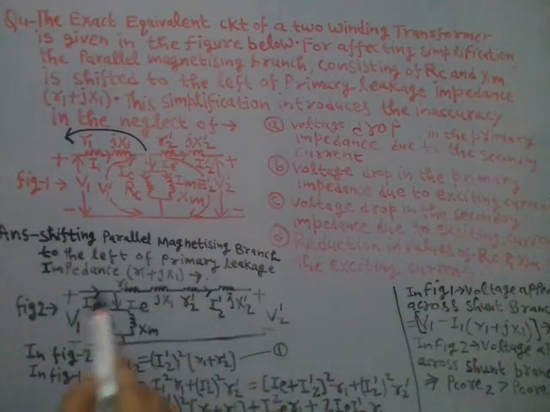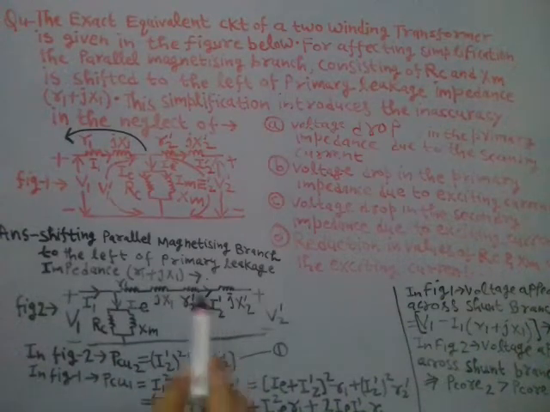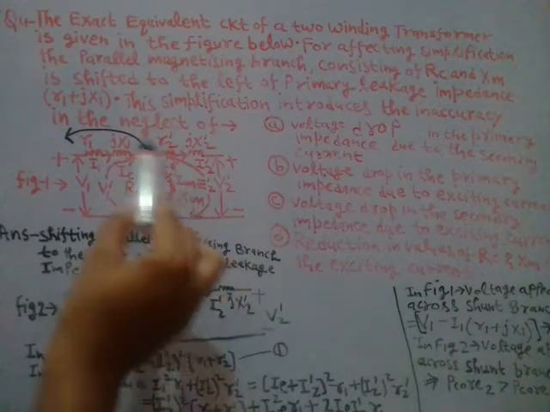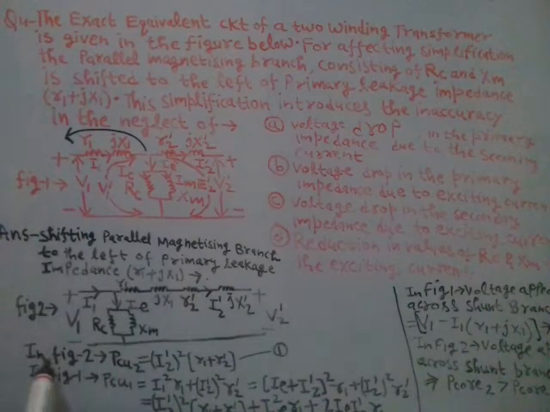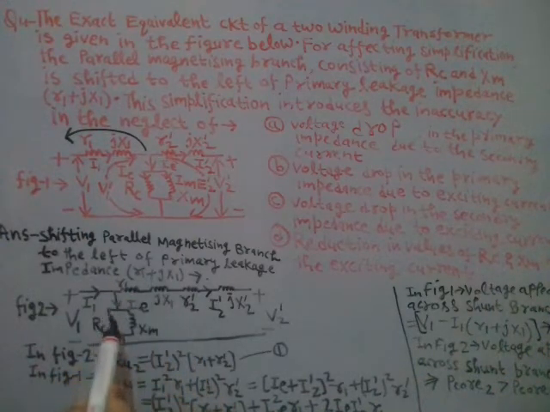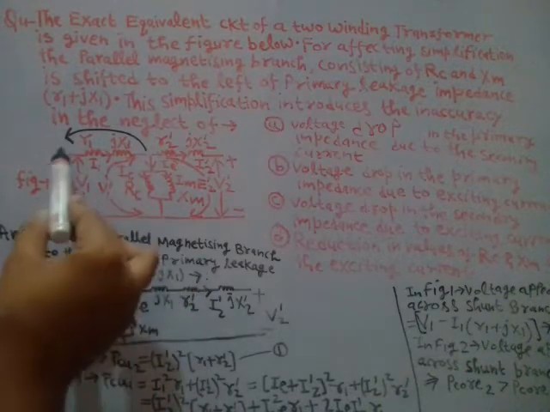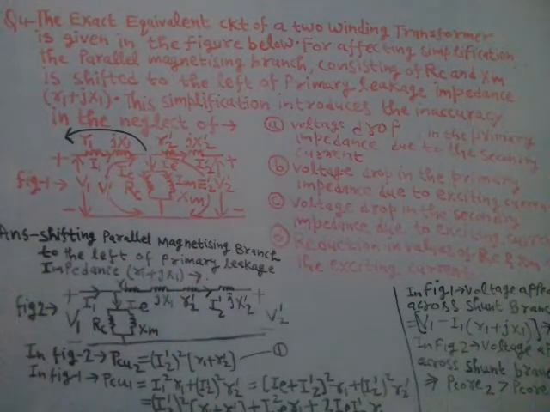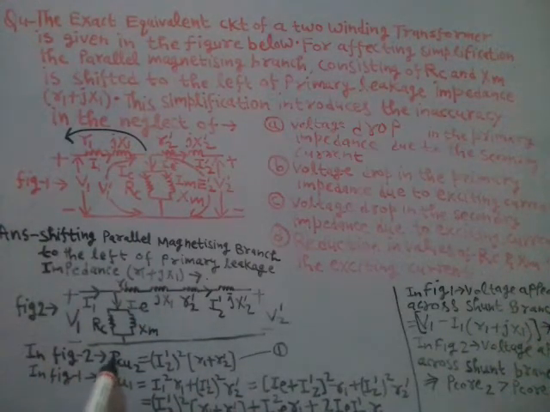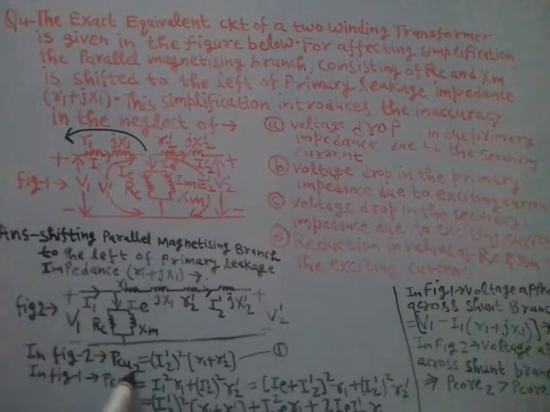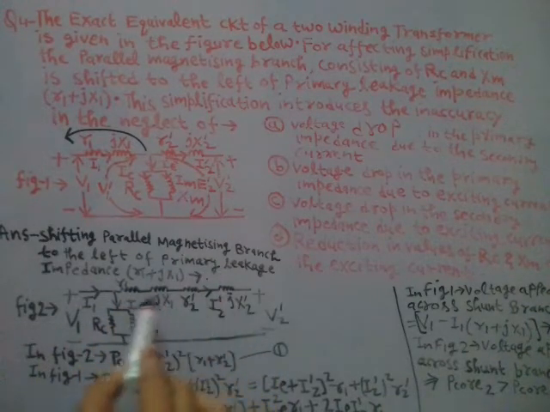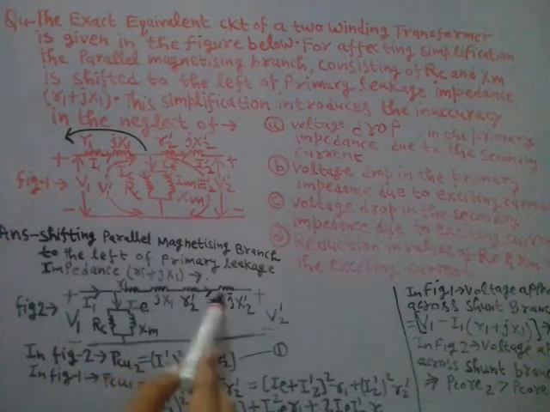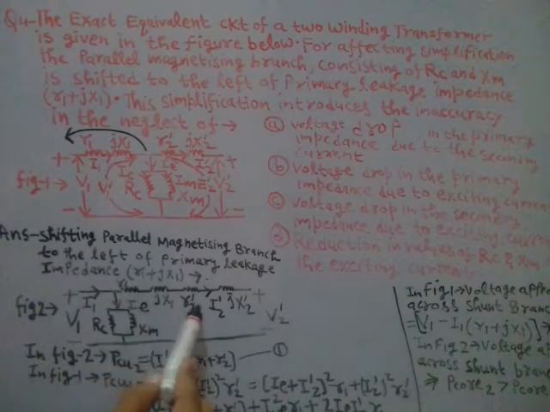In this second figure, let me call this figure 2, and this question figure, let me call this figure number 1. So in figure number 2, that means after shifting of this shunt branch to the left of this leakage impedance R1 plus JX1, the copper loss, let me call it PCU2, is equal to the current which is flowing in the resistive part of the primary and the secondary winding, that is R1 and R2 dash respectively.